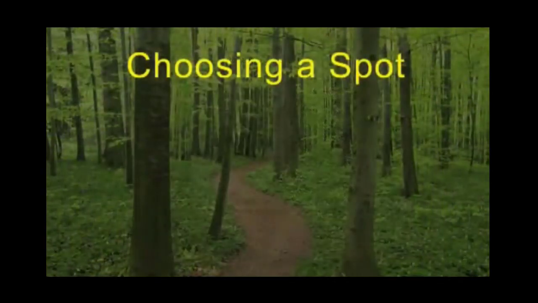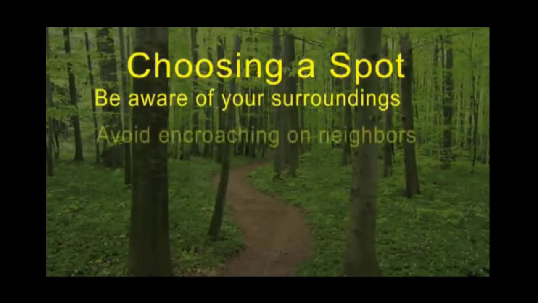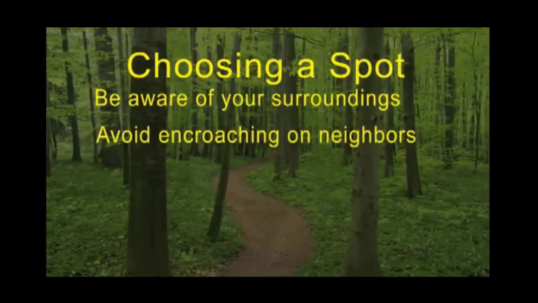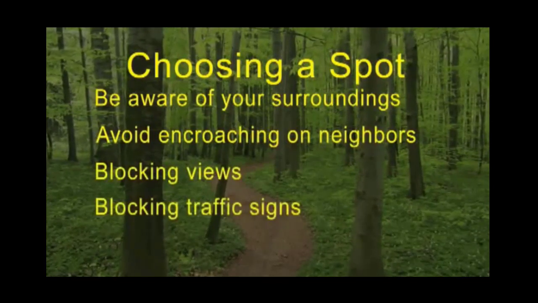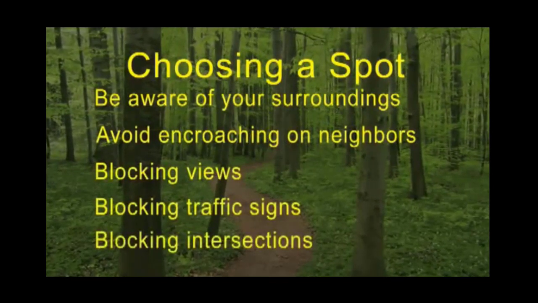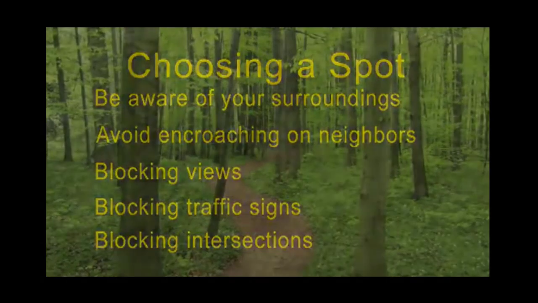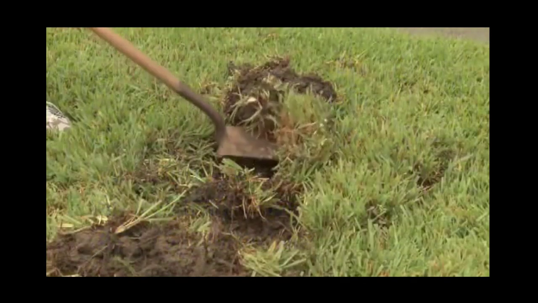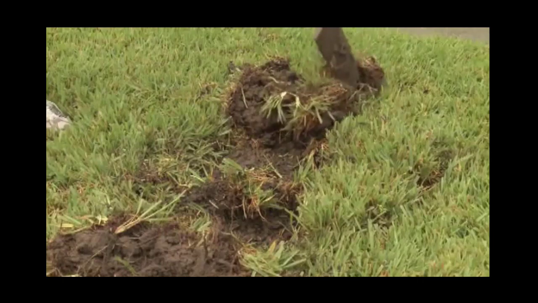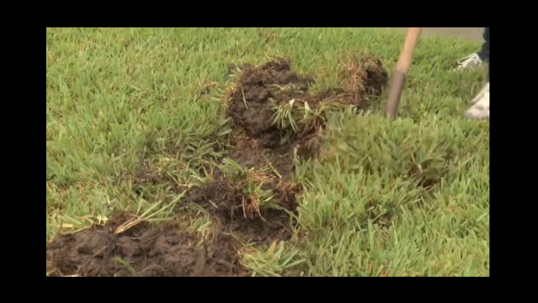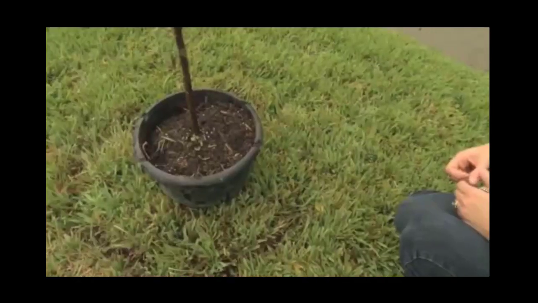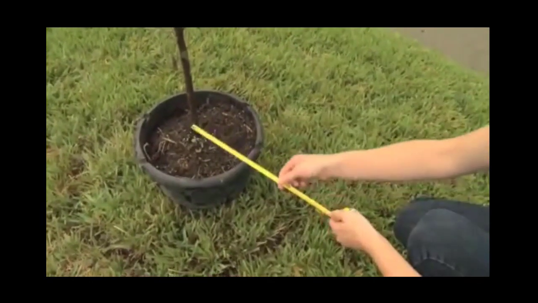When choosing your spot, be aware of your surroundings and avoid encroaching on your neighbor's property, blocking views, blocking traffic signs, or blocking corners at intersections. Once you've chosen an appropriate spot, clear a circle of any surface vegetation, such as grass, weeds, or ground cover. For a tree in a 5-gallon container, your circle should be at least 3 feet in diameter.